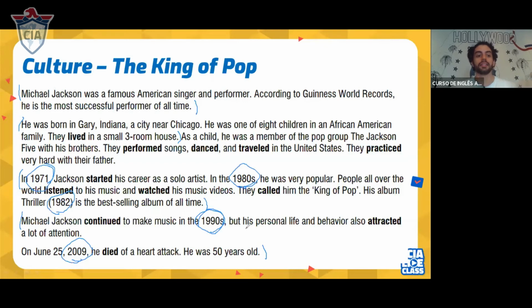So if you say 1,971, it's too long. So you can just divide it in half. So you can say 19, 71. And this one? 1980. 1982 and 1990.